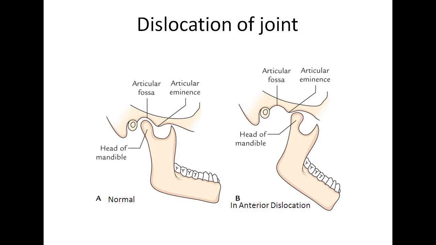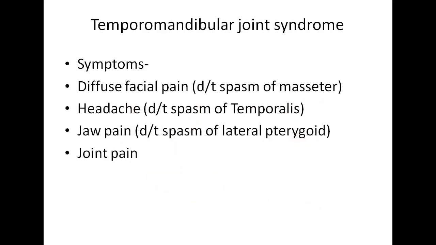To reduce the dislocation, the condyle must be lowered and pushed back behind the summit of the articular eminence. This can be done by depressing the jaw with the thumb placed on the last molar tooth and simultaneously elevating the chin. These two movements you have to perform simultaneously to reduce the dislocation of the joint.